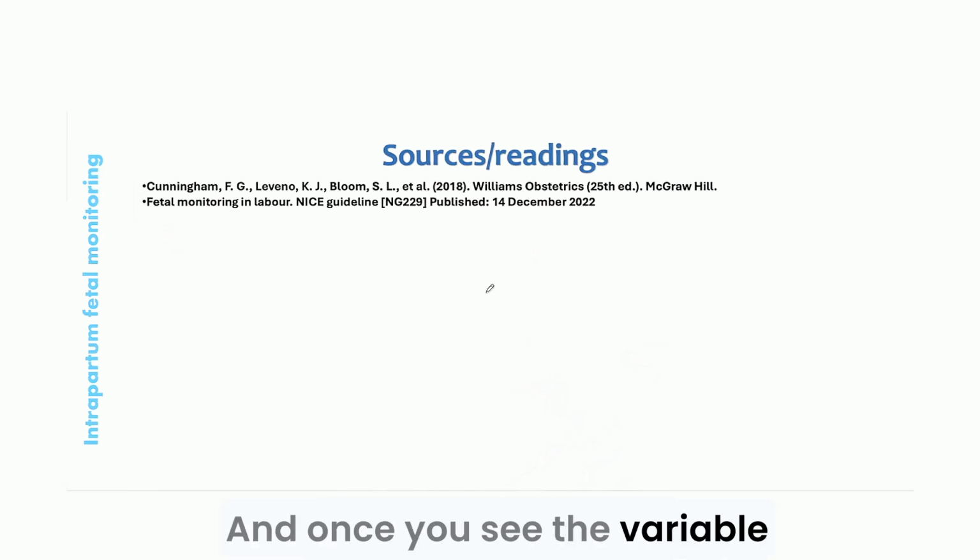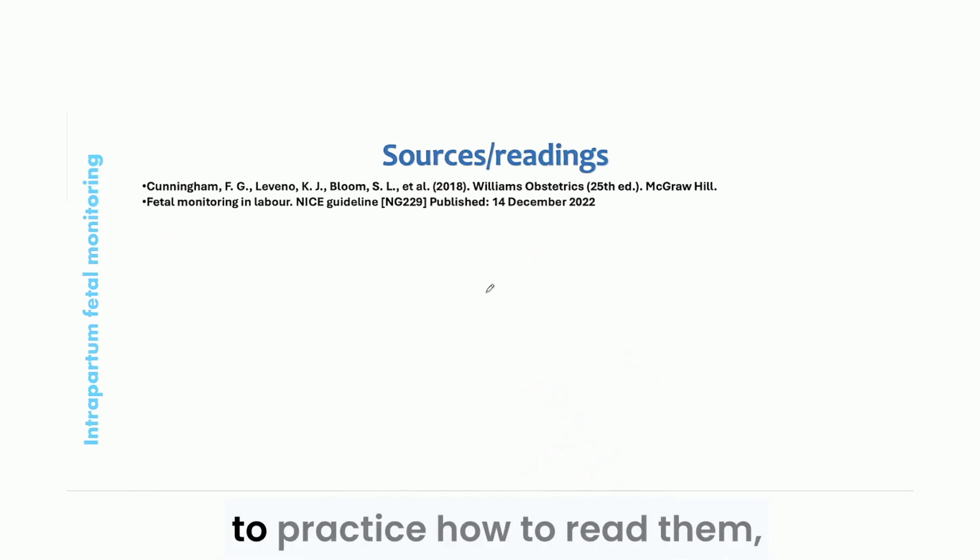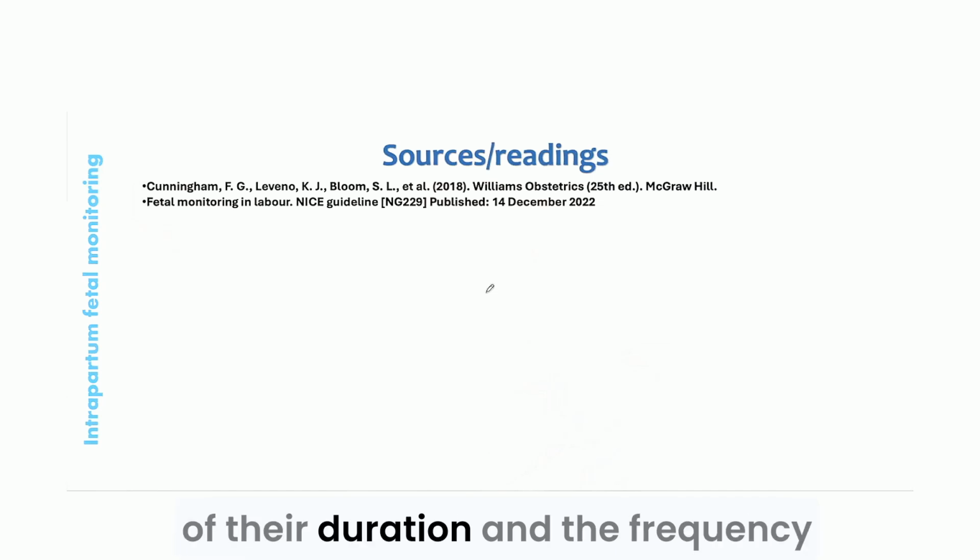And once you see the variable decelerations, you have to learn to practice how to read them, how to classify them, how to know if they are okay ones or evil ones, or with concerning or without concerning features. Then you have to be mindful of their duration and the frequency of these variables in relation to the contractions. Once you're able to do that, you will be comfortably saying that this is a normal CTG, a suspicious CTG, or a pathological CTG.